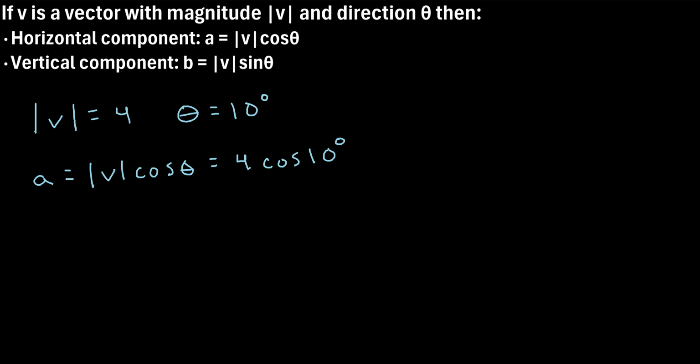Now in the previous examples, we had either a cosine or a sine value where we could think about the unit circle and find the exact value of that angle. The cosine of 10 degrees is not really one of those angles that we typically memorize the value for. So if we want, we can just punch that into a calculator. And if we do that, we'll find that the cosine of 10 degrees is about 0.9848. So our final answer for the horizontal component is going to be 4 times 0.9848, which is about 3.94.